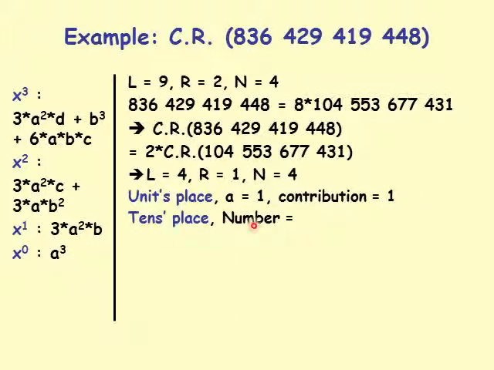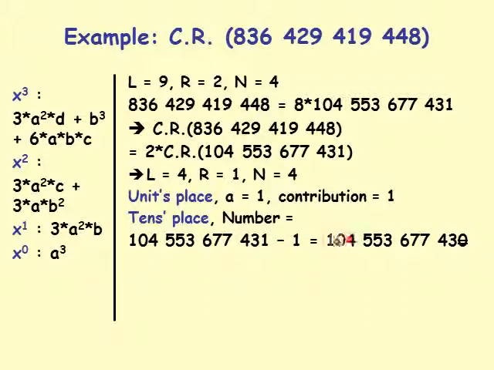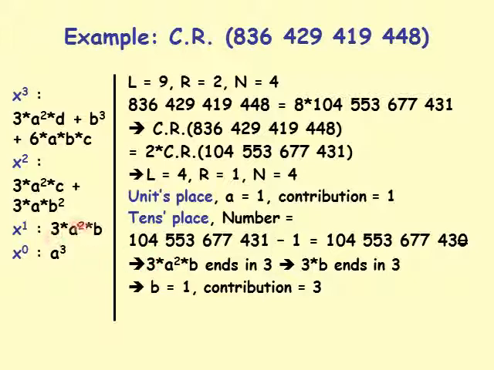Okay, let's continue. For the tenth place number, we'll start with this number here and subtract 1. That gave me 104,553,677,430. We are dealing with the tenth place and we already used the unit place here, so we crossed that out. That means 3a squared b ends in this 3 here. So that means 3b, a was 1. A is 1, so 3b ends in a 3. That means b is 1. Its contribution is 3 because a is 1 and b is 1. 1 times 1 times 3 is 3.